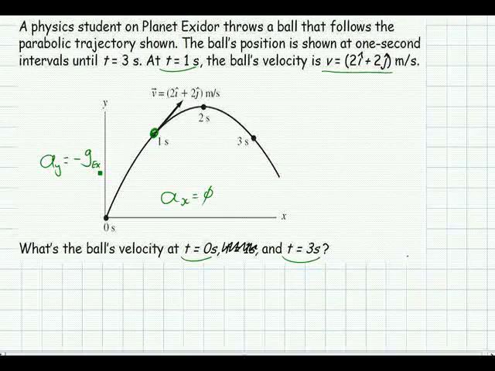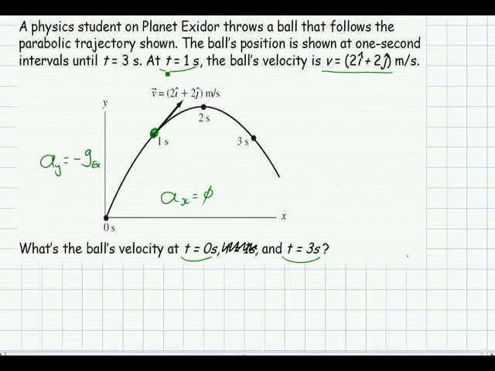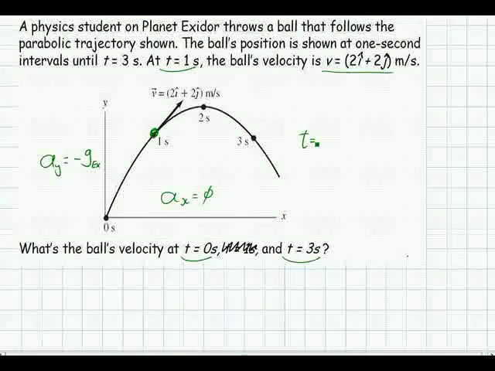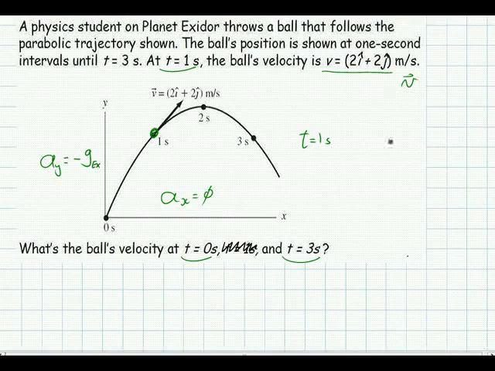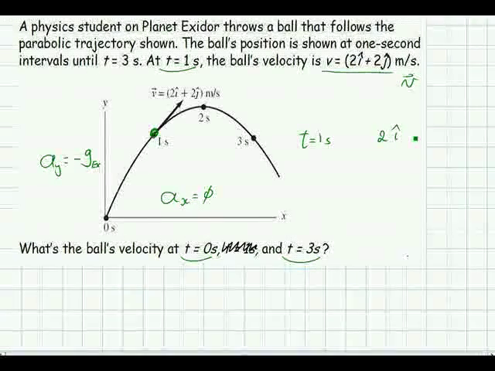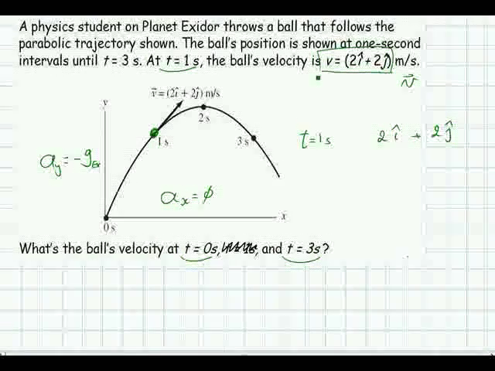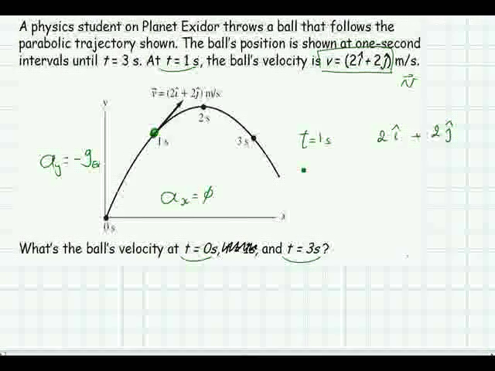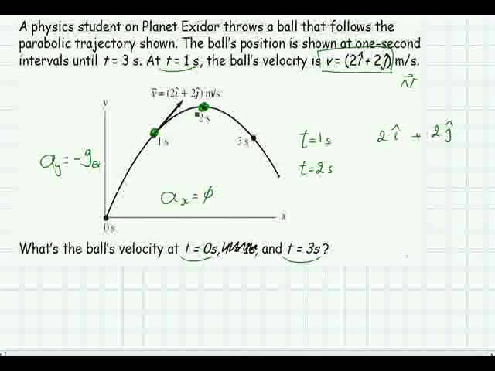So if we also know the velocity at t equals 1 second, the velocity vector is given by 2i plus 2j. That's what's given up here. Now let us try and write the velocity vector at t equals 2 seconds. That's this point up there at the turning point.